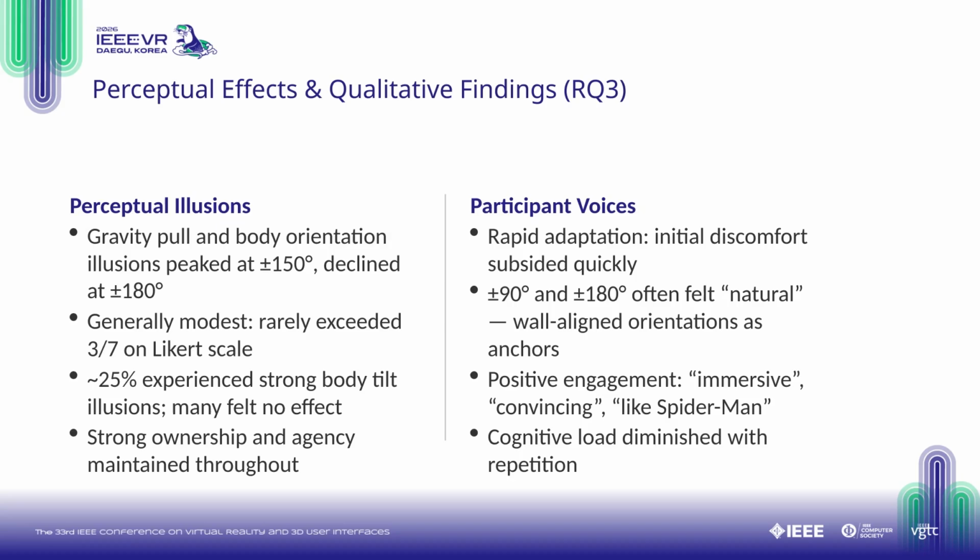The qualitative data told a consistent story. Participants reported rapid adaptation. Initial discomfort at the start of a new tilt would quickly subside. Several participants noted that the plus or minus 90-degree and 180-degree tilts, the wall-aligned orientations, actually felt more natural than angles like plus or minus 45 or 150 degrees, likely because they aligned with the visible room surfaces. People described the experience positively, with words like immersive and convincing. One participant said, "It felt like I was meant to be Spider-Man, so weirdly natural."